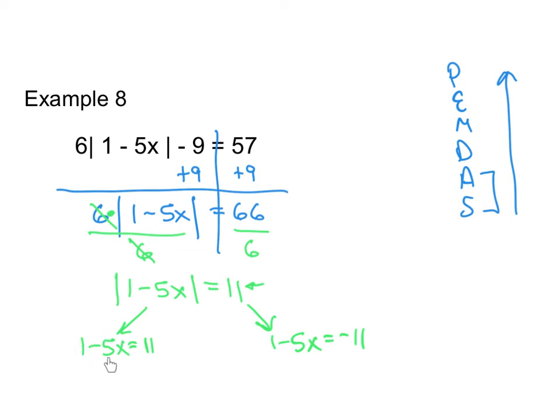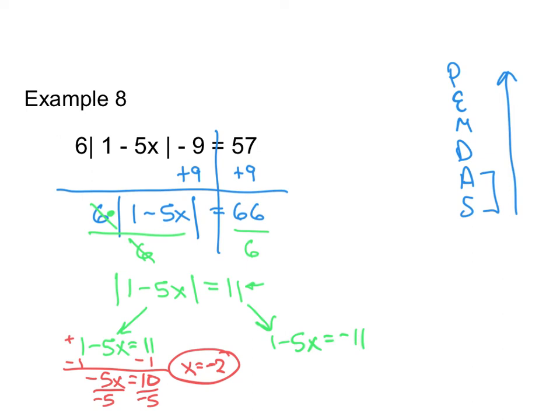Starting with this equation here, we want to go ahead and get rid of that 1. That 1 is a positive 1. So we're going to subtract off 1. We're going to get negative 5x equals 10. Negative 5x and x, they are multiplying, so we are going to divide. So 10 divided by negative 5, our x is going to equal negative 2. That's our first, okay? Looking at the second equation, again, this is a positive 1, wants to be over here.